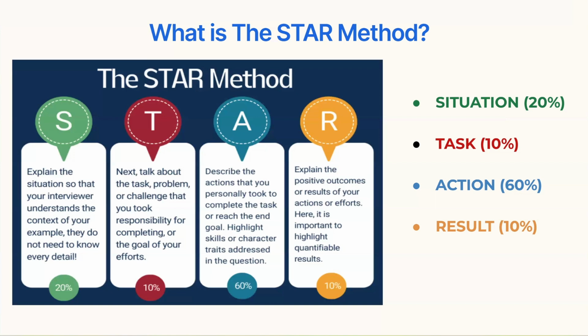The final element, result, gives you an opportunity to explain the positive outcomes or results of your actions and efforts. As much as you are able, highlight quantifiable results. Similar to the task element, your results should make up only 10% of your response, so make it concise. The goal of this method or format is to keep your storytelling light. Less can be more, so don't gamble with a ramble, but rather lean on the STAR method to concisely demonstrate how you can be a great addition to their team.